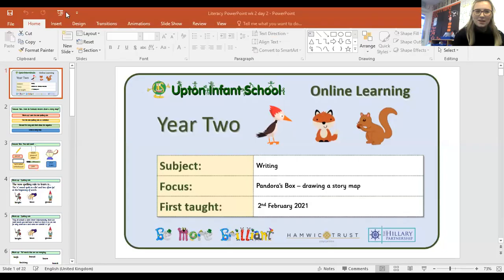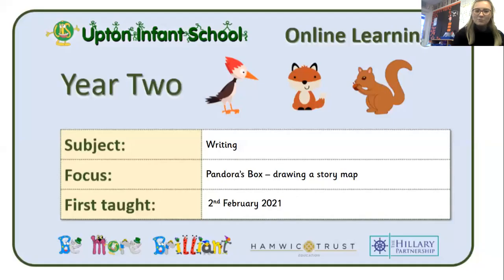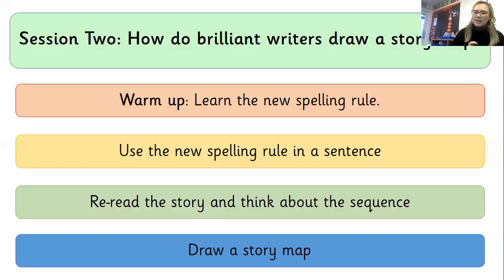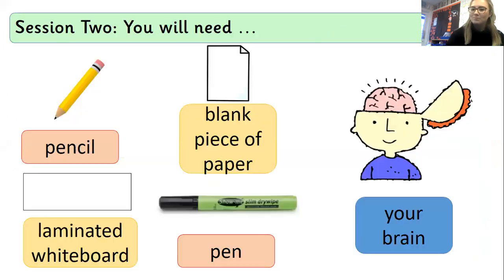Okay, here we go then. So today we are going to draw a story map, which will be nice. We're going to be using a little bit of those artistic skills that I know you've all got in there. And we're going to be using our story map to help us to remember the story, because tomorrow we're going to be doing a bit of a writing job on it. So there's a new spelling rule to learn today, and we're going to try and use it in a sentence. And then we're going to reread the story and think about the sequence of events, what happens in that story that we heard yesterday. And then we're going to draw a story map.